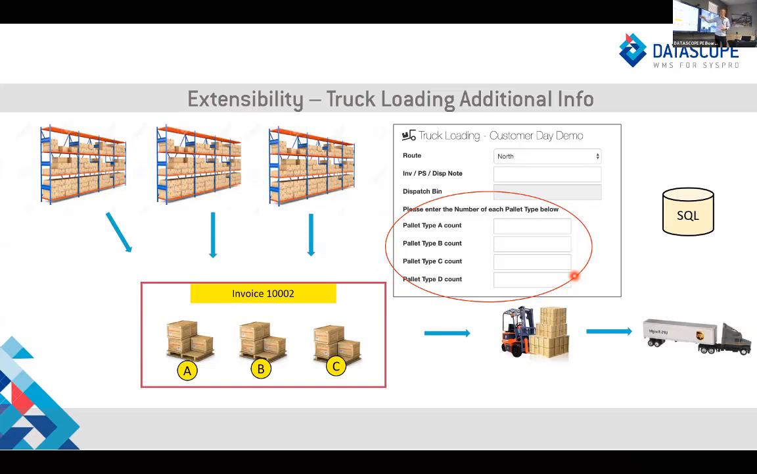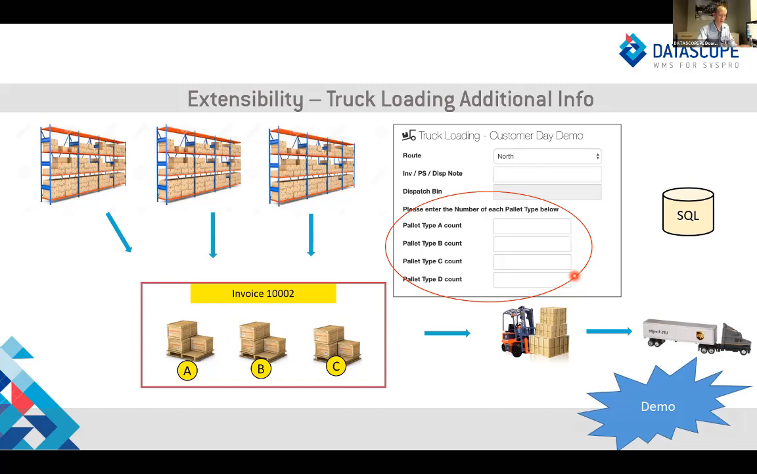So on the truck loading screen, normally you would just scan your invoice and your destination bin and hit post. But now, in this case, say for example, the guy comes and says, no, I want the user to enter how many pallet type A's there are, how many pallet type B's there are, and C there are. Just to record that information for historical purposes. Currently, obviously, on the scanner, that would be an EREF, and Datascope probably wouldn't do that because that's very customized to this specific example. So in this case, we can hop over again. We can put that together quite quickly.